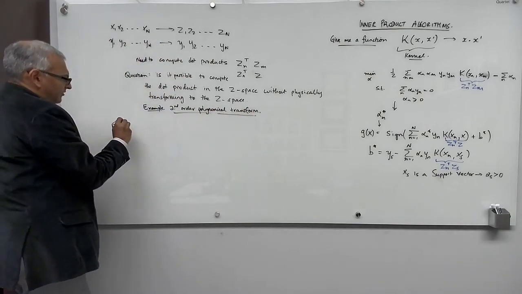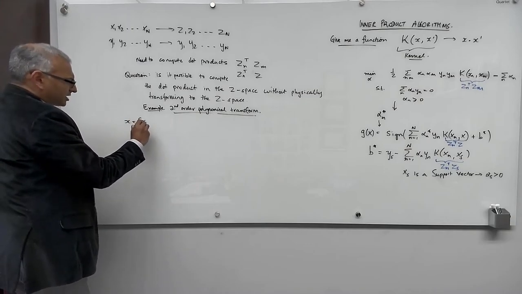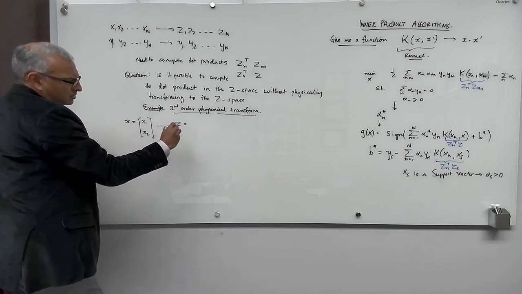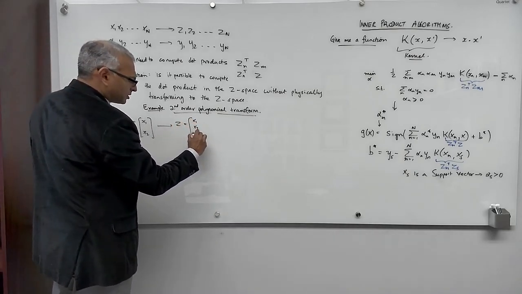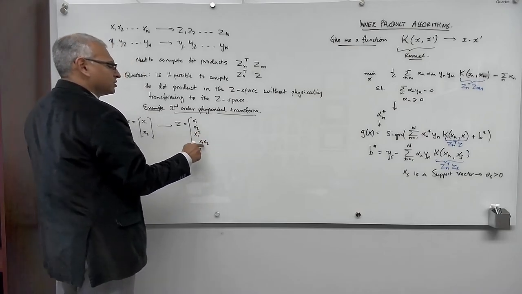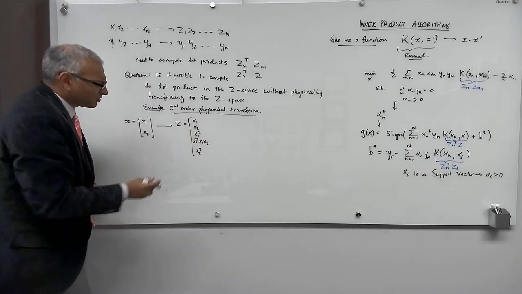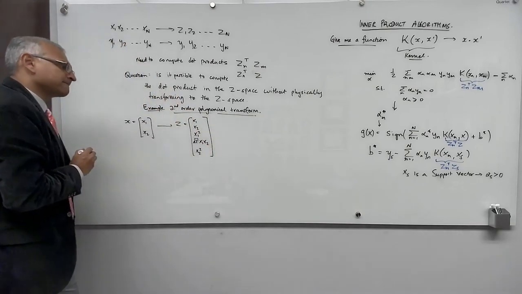So we have x, let's say two-dimensional, x1, x2, and that goes to z, which is 1, x1, x2, x1 squared, square root of 2 times x1 x2, x2 squared. I'm putting a square root of 2 here. It's the standard polynomial transform. It doesn't affect the polynomial transform; it just makes the algebra more convenient.